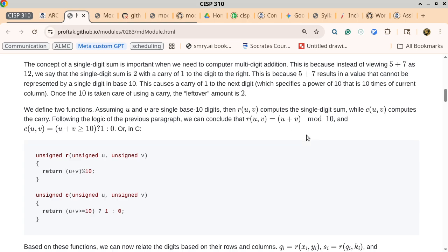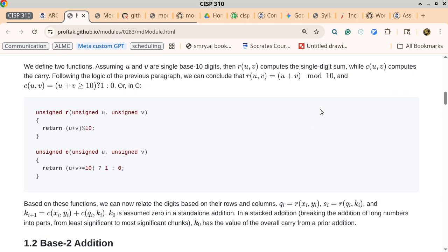So now that we have the definition of R and C, we can now define the relationship of the Q, the S, and also the K's.